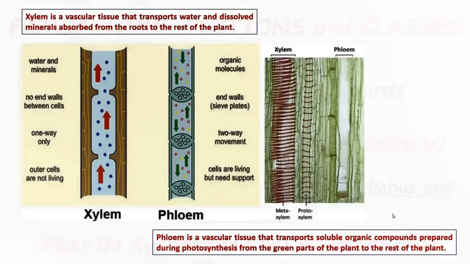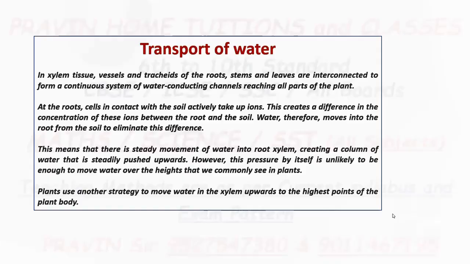Already we have studied the structure of xylem and phloem in class 9. Now we will study how transport of water takes place. In xylem tissue, the vessels and tracheids of the root, stem and leaves are interconnected to form a continuous system of water-conducting channels reaching all parts of the plant. At the root, cells in contact with the soil actively take up ions. This creates a difference in the concentration of these ions between the root and the soil.